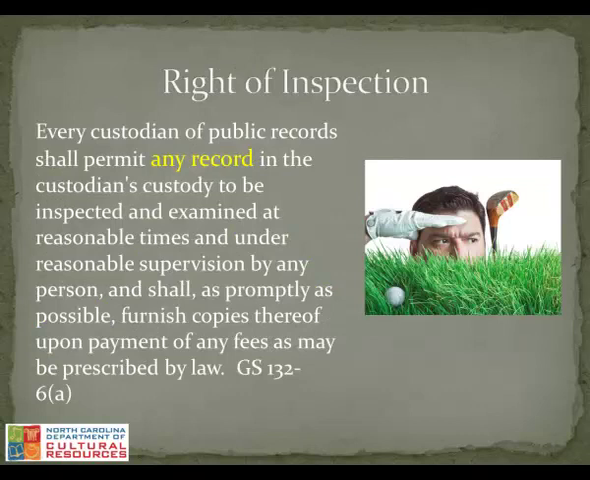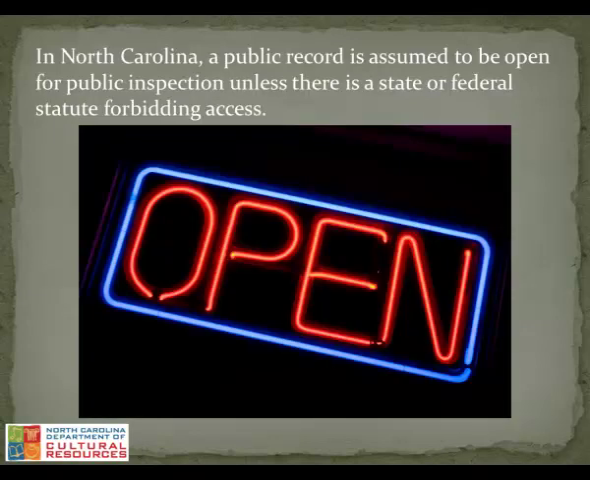General Statute 132 goes on to discuss the rights of the people to inspect their records. Any public record in North Carolina is subject to public inspection during reasonable times and under reasonable supervision. In order for records to be considered confidential in North Carolina, they must be made confidential by state or federal statute. Unless there is a specific statute that exempts a public record from public access, that record is considered open and must be allowed inspection by the public.